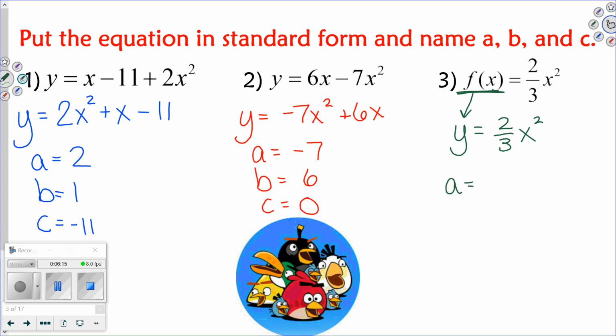All right. So number 3, my a value, just theory: 2/3. What about my b? What's b? What's c? A red 0. All right. So we should know how to do this already, correct? All right.